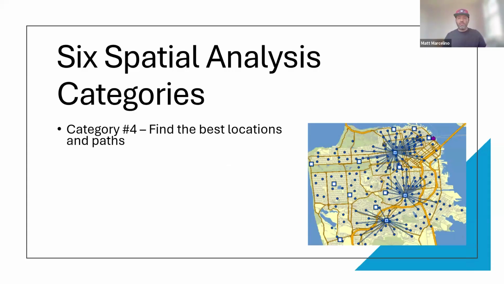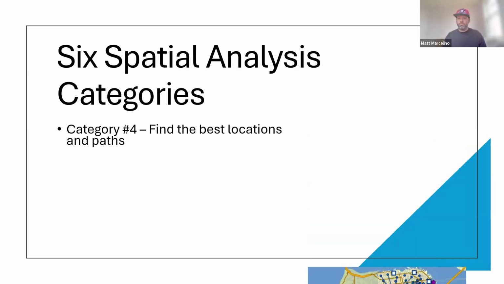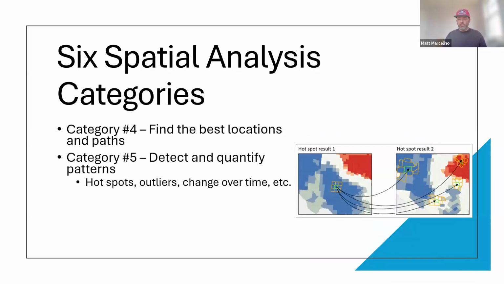And category 4 is important because you may need to find the best route to travel, the best location to build a new wastewater treatment facility, or maybe the best location for some type of management. And then category 5 is important because you may need to find patterns in data, such as hotspots or outliers, or you may also need to determine how those patterns change over time. So being able to detect and quantify patterns is really important as well.